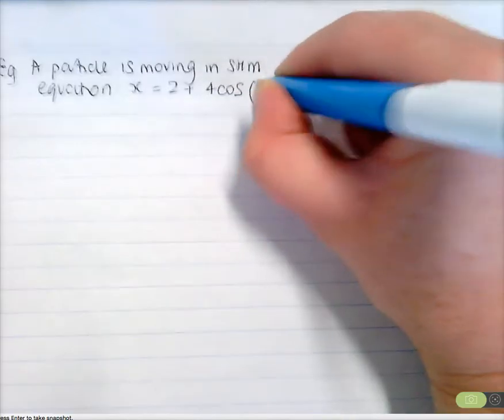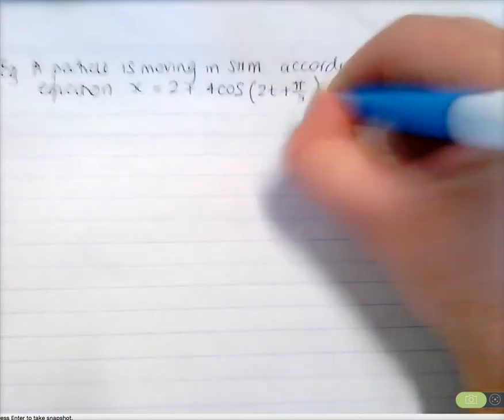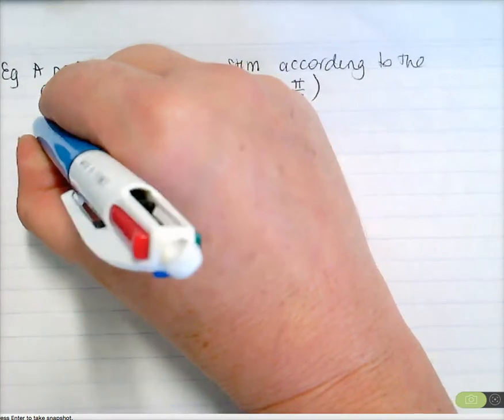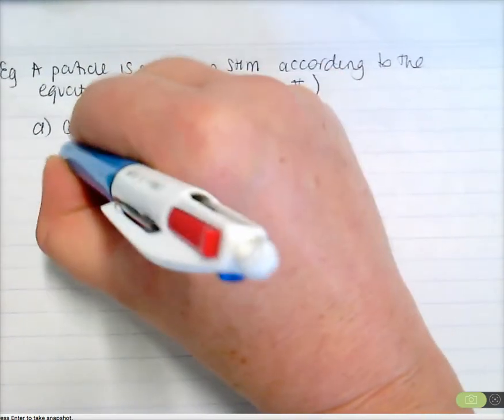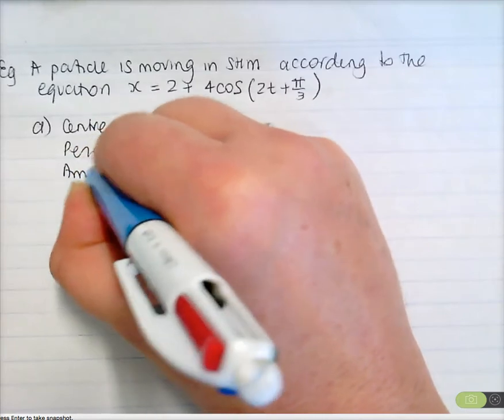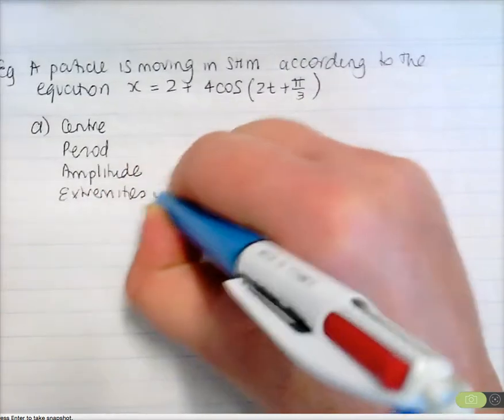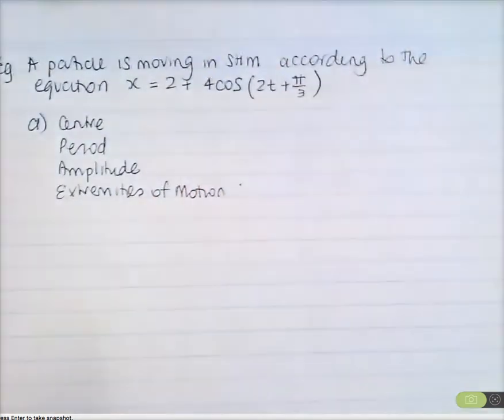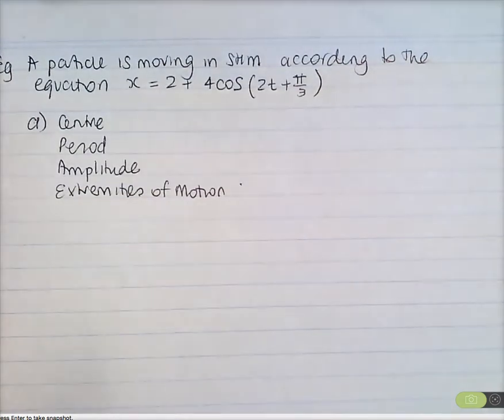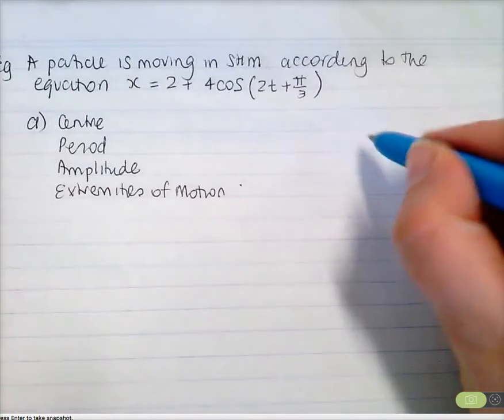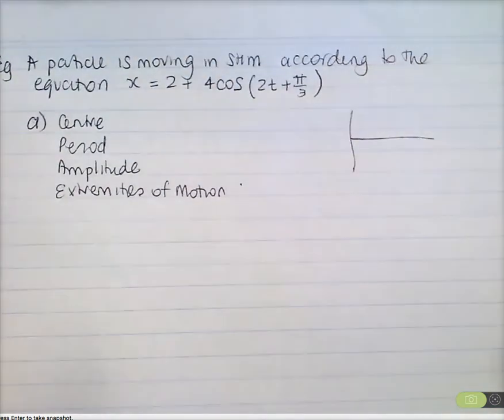x equals 2 plus 4 cos (2t plus pi on 3). First question, we want the centre, the period, the amplitude, and the extremities of motion, the endpoints. In other words, the maximum and minimum displacement. Now, you don't have to be able to draw it exactly with the shift. Well, you will eventually, but not yet, not for this question. But you should have a little bit of a sketch. I know that there's a shift, all right?